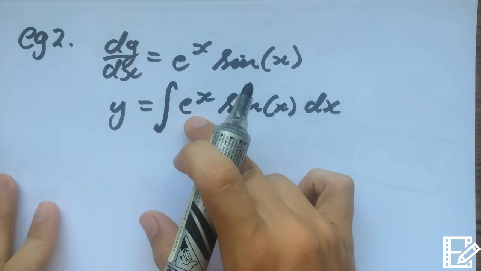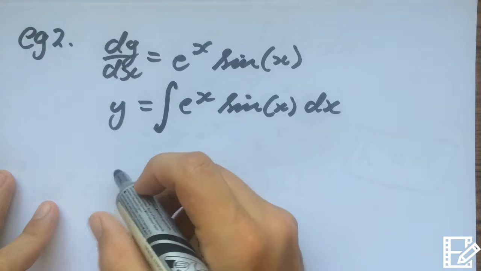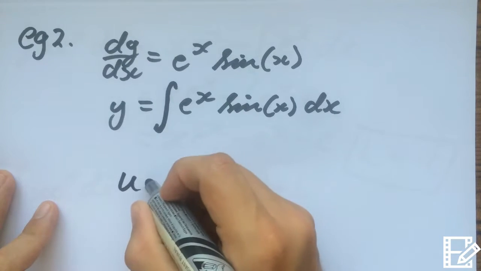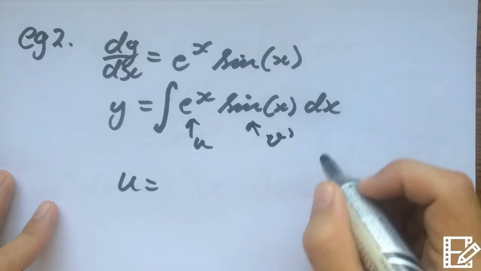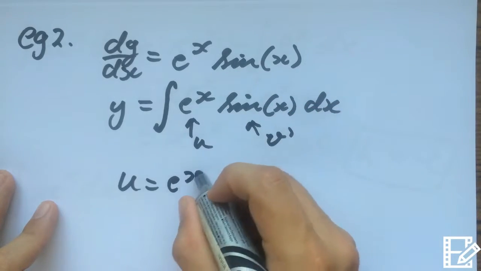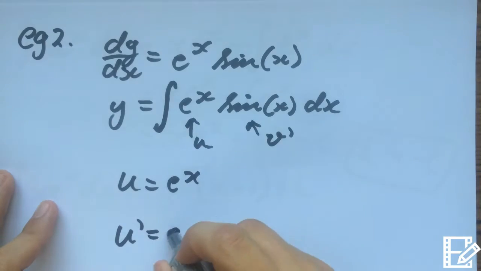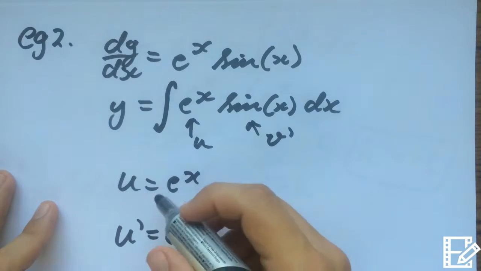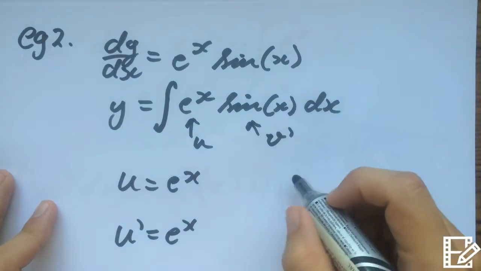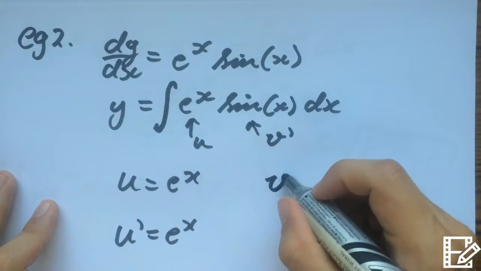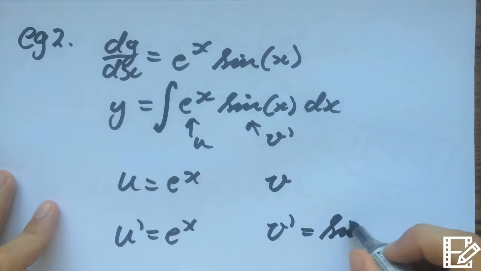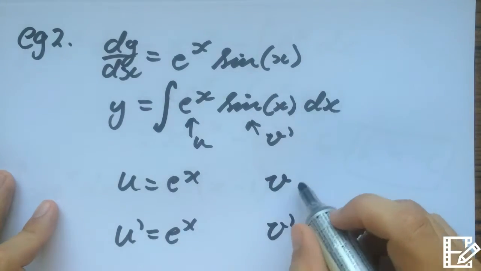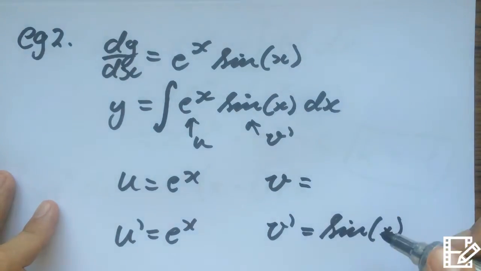It doesn't change. So if we write that, because we're putting this one as u and this one as v dash, u is e to the x. That means u dash would be e to the x, because the derivative of e to the x is e to the x. Okay? Now v and v dash. We know that v dash is sine x, and v, what's the integral of sine x? Negative cos x plus c.